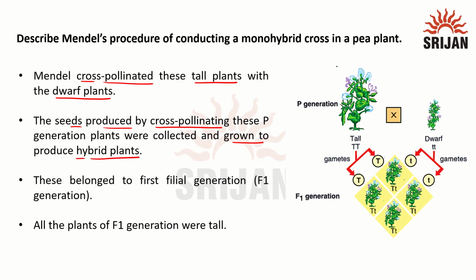Now if we see the first filial generation, they all were tall. If we see the genotype, they have homozygous tall crossed with homozygous dwarf, and the tall character is dominant over the dwarf trait. So all the F1 generation plants were tall and all of them were heterozygous, having one capital or dominant allele and one recessive allele, that is for dwarf.